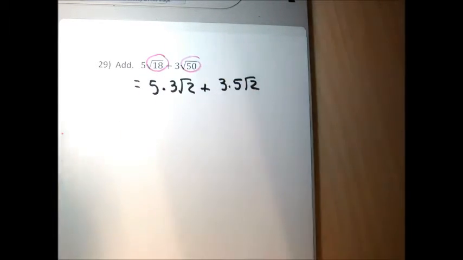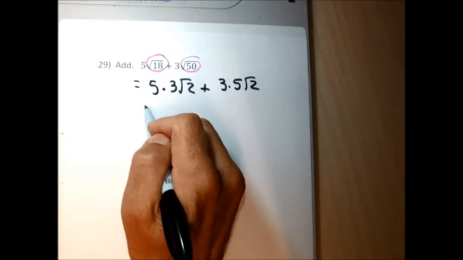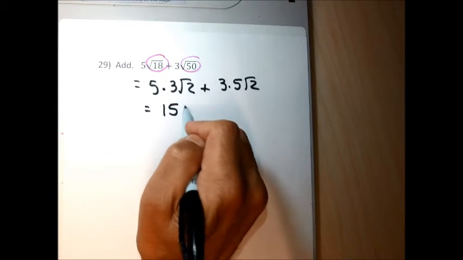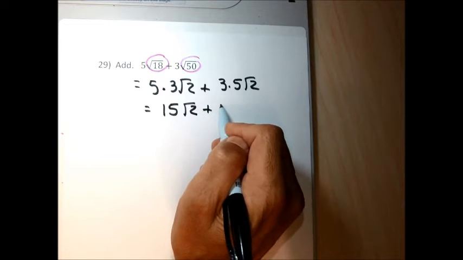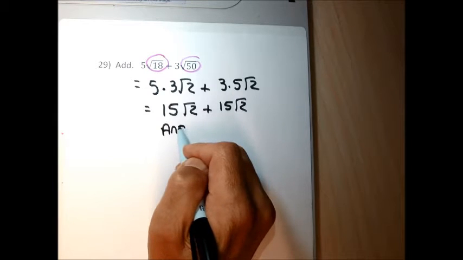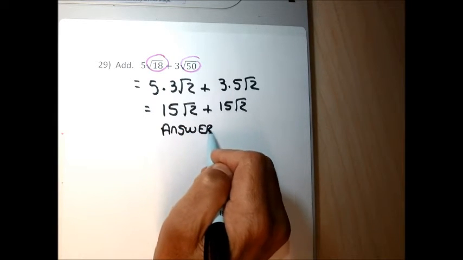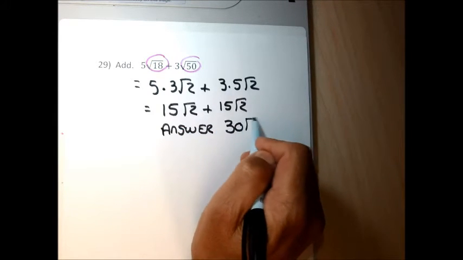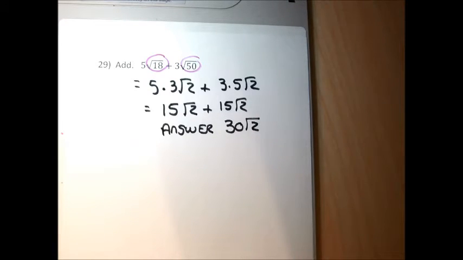And now I'm going to do the multiplying that's implied. The first multiplying is going to give me 15 square root of 2. Also, the second multiplying is going to give me 15 square root of 2. So when you're adding with radicals, you just add the numbers in front of the radicals and leave the radicals alone. And you can only add if they have the same numbers under the radical.